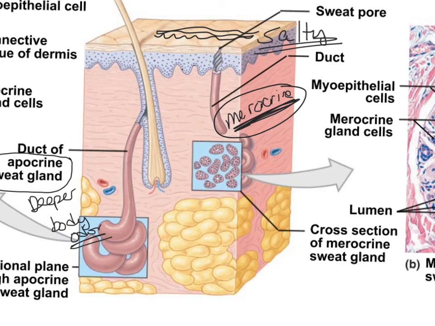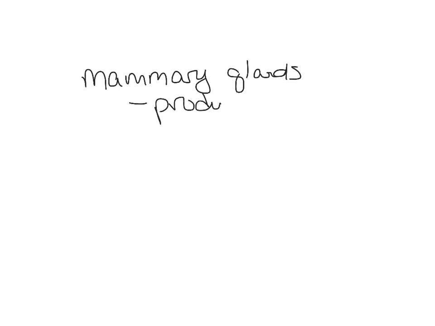There are other types of glands. Males and females have mammary glands. The mammary glands produce milk in a female when she's lactating. It takes hormones to do that. She has to have a hormone being produced from her pituitary gland called prolactin.